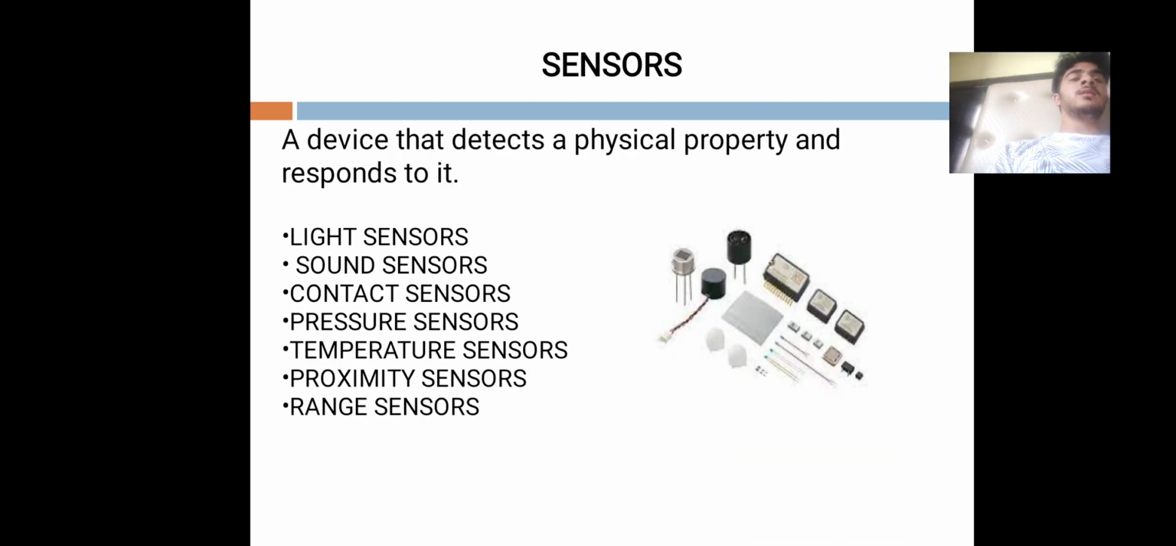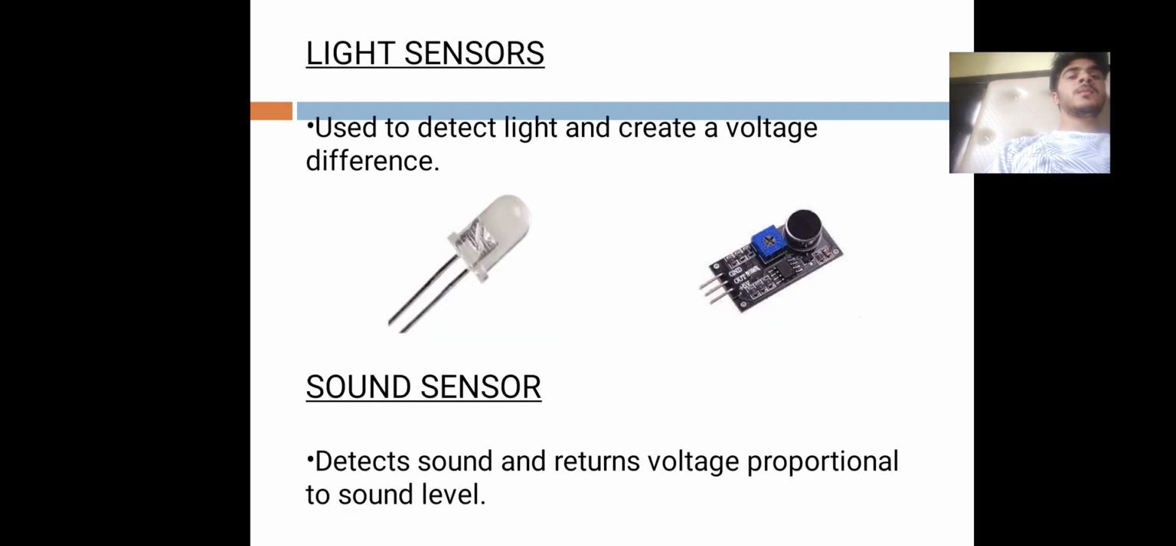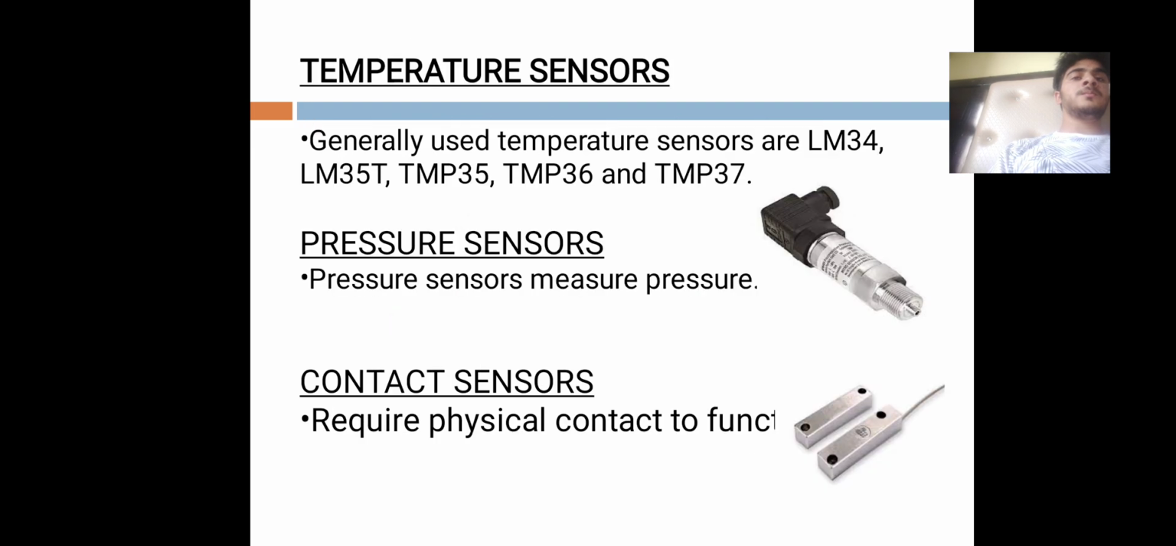What are sensors? A device that detects a physical property and responds to it is called a sensor. Light sensor, sound sensor, contact sensor, pressure sensor, temperature sensor, proximity sensor, range sensor. These are some types of sensors. What is a light sensor? A light sensor is used to detect light and create a voltage difference. What is a sound sensor? It detects sound and returns a voltage proportional to the sound level.